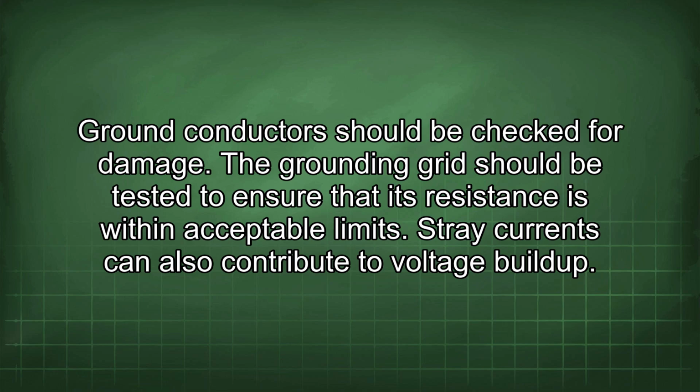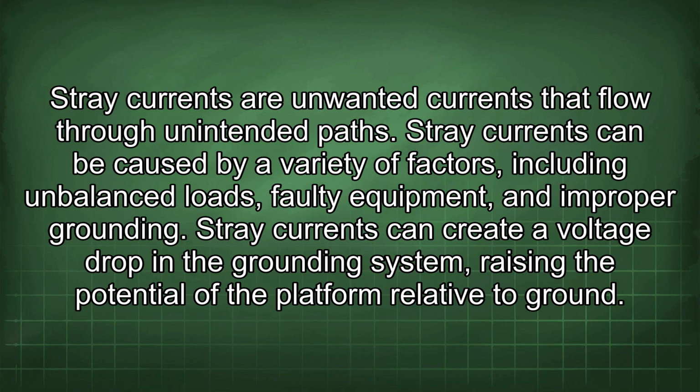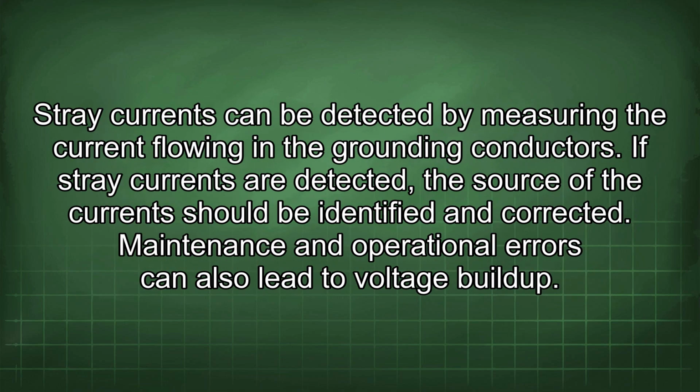Stray currents can also contribute to voltage buildup. Stray currents are unwanted currents that flow through unintended paths. Stray currents can be caused by a variety of factors, including unbalanced loads, faulty equipment, and improper grounding. Stray currents can create a voltage drop in the grounding system, raising the potential of the platform relative to ground. Stray currents can be detected by measuring the current flowing in the grounding conductors. If stray currents are detected, the source of the current should be identified and corrected.